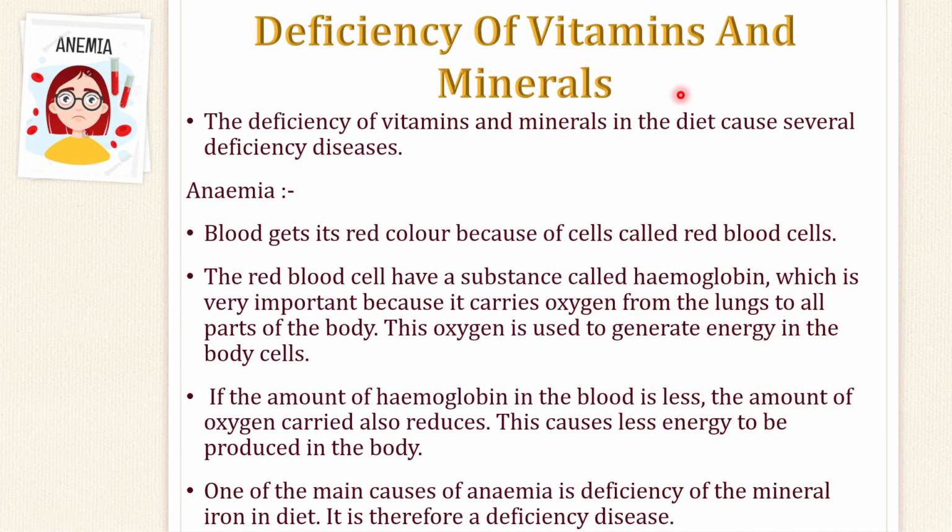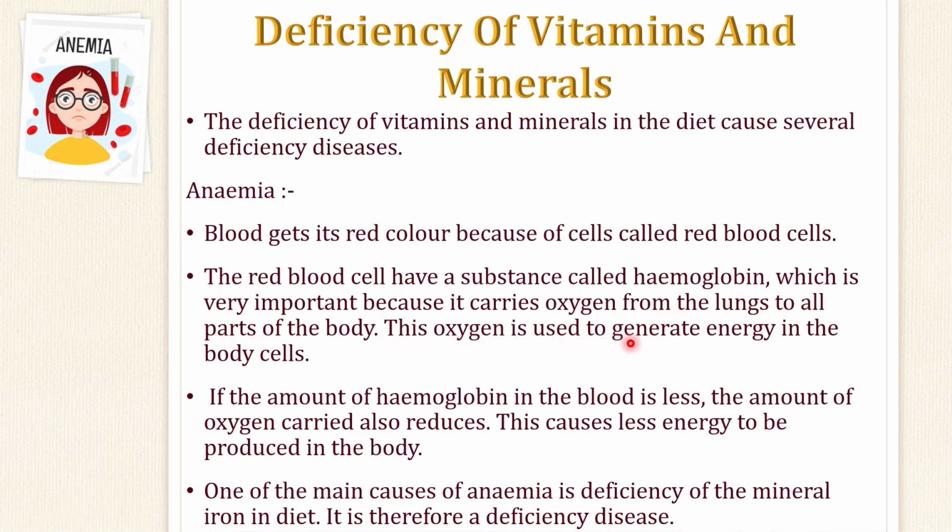Deficiency of vitamins and minerals. The deficiency of vitamins and minerals in the diet causes several deficiency diseases. Let's talk about anemia, which is one of them. Blood gets its red color because of cells called red blood cells. And the red blood cells have a substance called hemoglobin, which is very important because it carries oxygen from the lungs to all parts of the body.